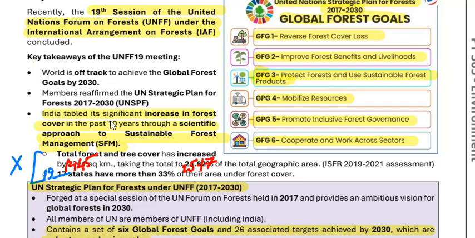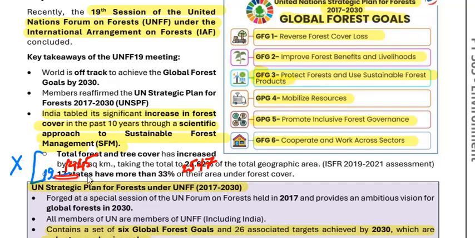India tabled its significant increase in the forest cover in the past 10 years through the scientific approach to sustainable forest management. This is an achievement of India, so it is important. Here the data given is actually old because it is ISFR 2019-20. Already new data has been published. Total forest area and tree cover has increased by 1445 square kilometer, taking the total percentage to 25.17. Earlier it was 24.62%. Now it is 25.17% of the total geographical area.